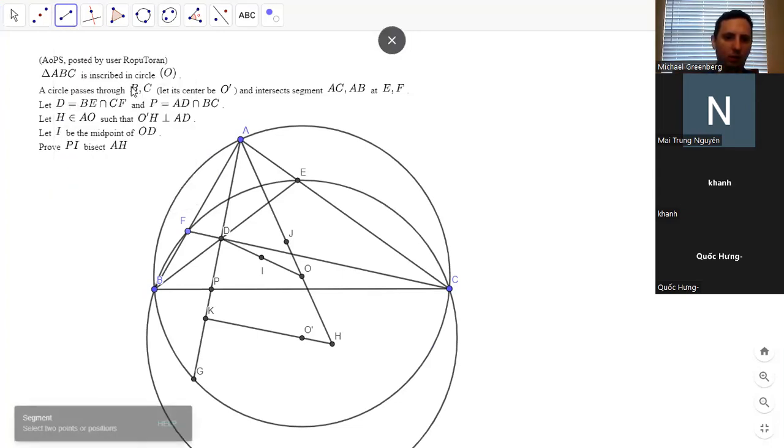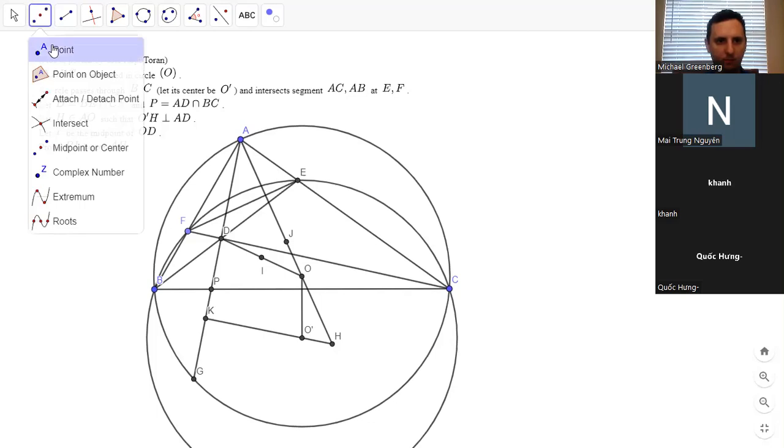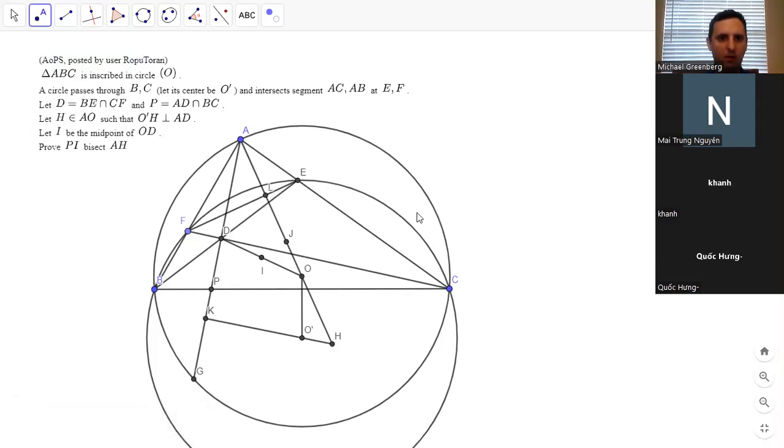So yeah, O prime is perpendicular to BC. I think we can, can you connect EF? Yeah. So I have an idea, but I don't know if it's gonna work. So I wanna ask you guys. So yeah, and can you label the intersection of AD and EF?